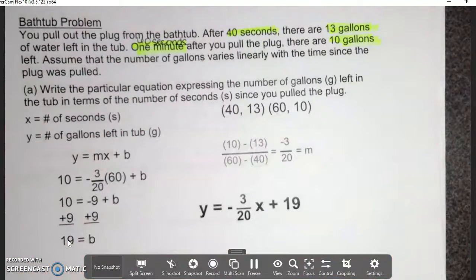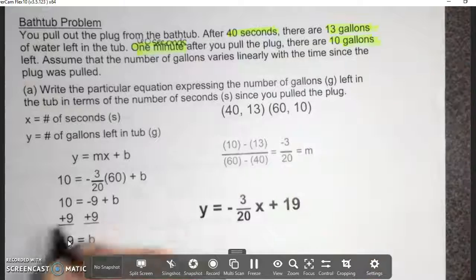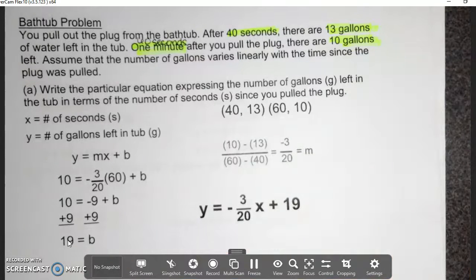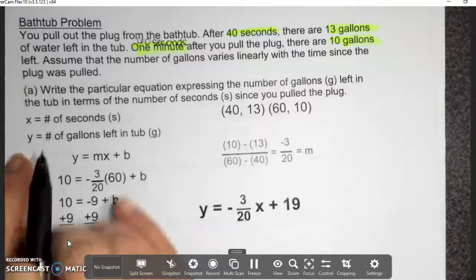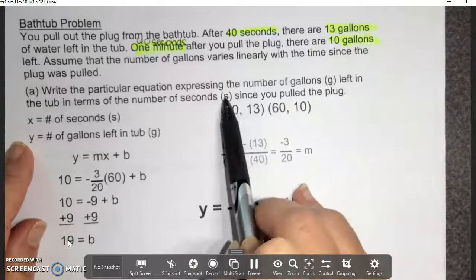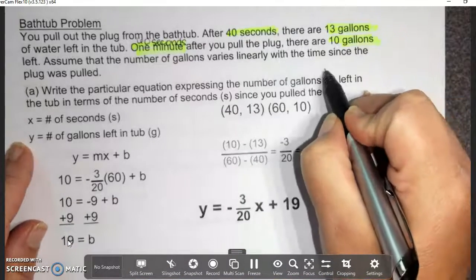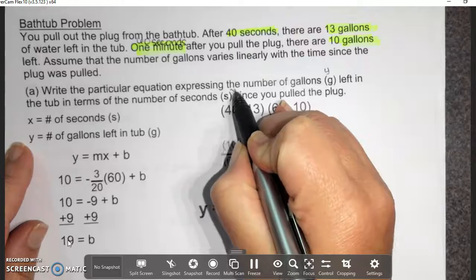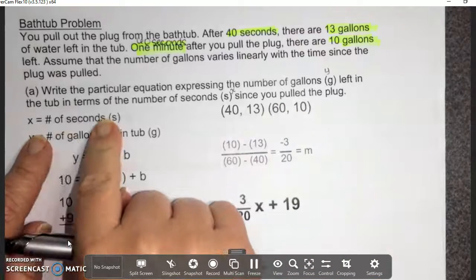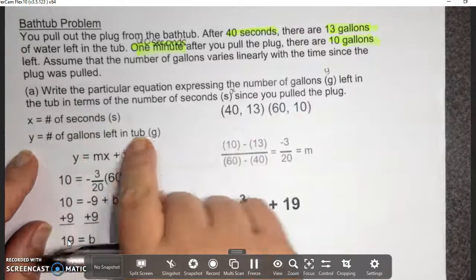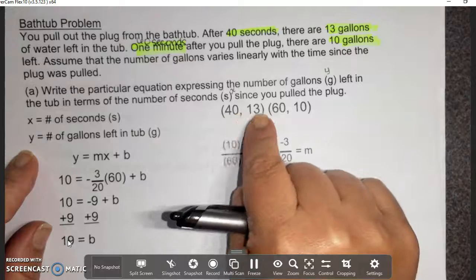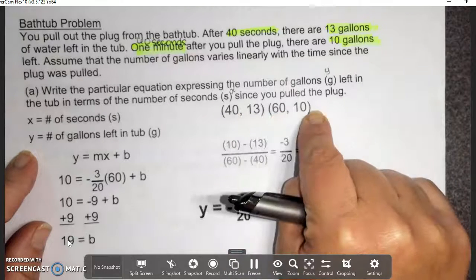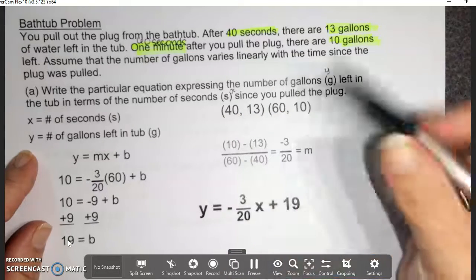So we want to write the particular equation expressing the number of gallons, G, left in the tub in terms of the number of seconds, S, since you pulled the plug. So G in terms of S is the same thing as Y in terms of X. X is seconds, Y is the number of gallons. So my two ordered pairs are (40, 13) and (60, 10). So I find my slope.